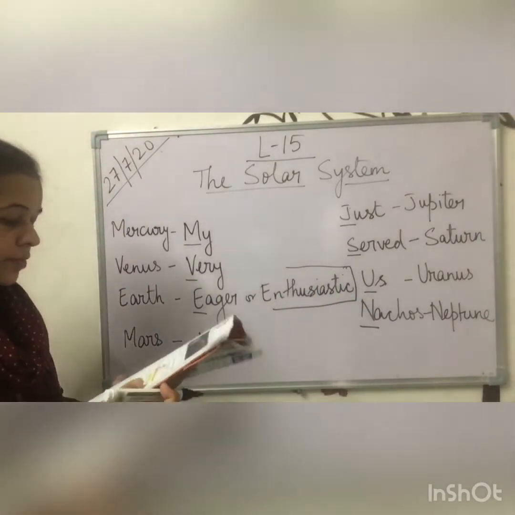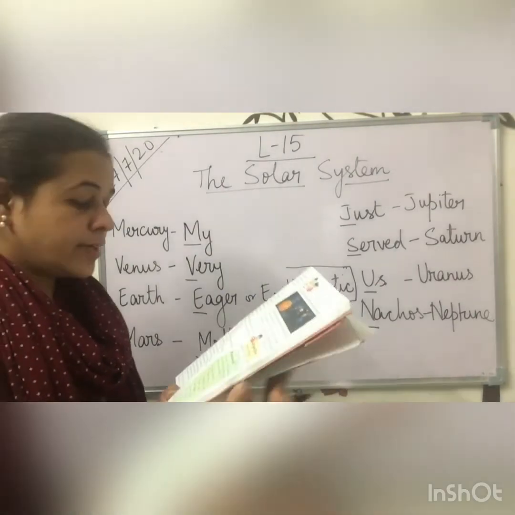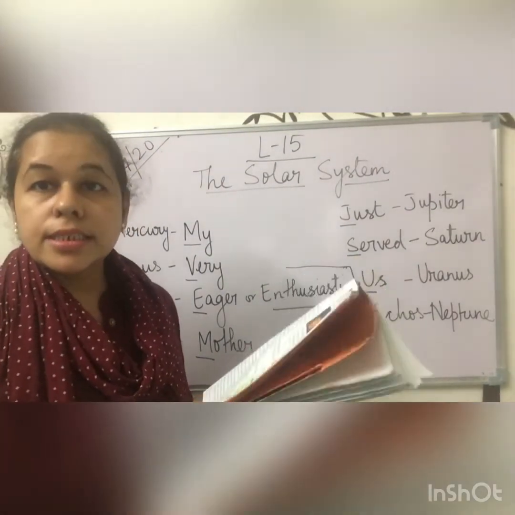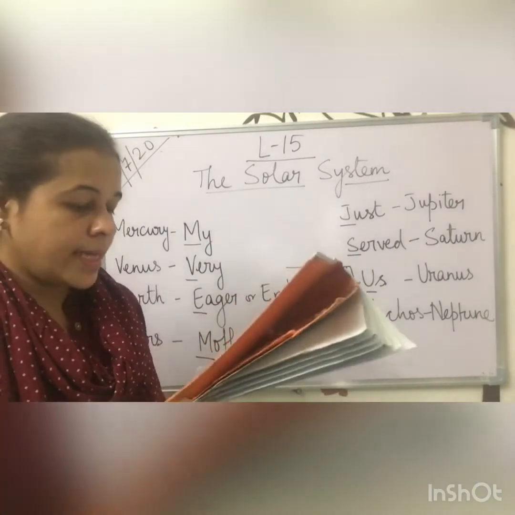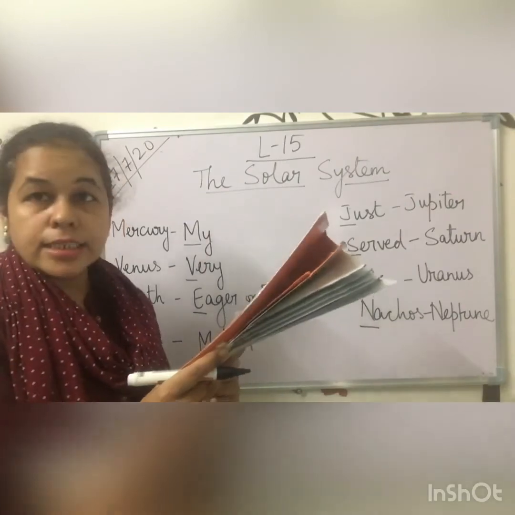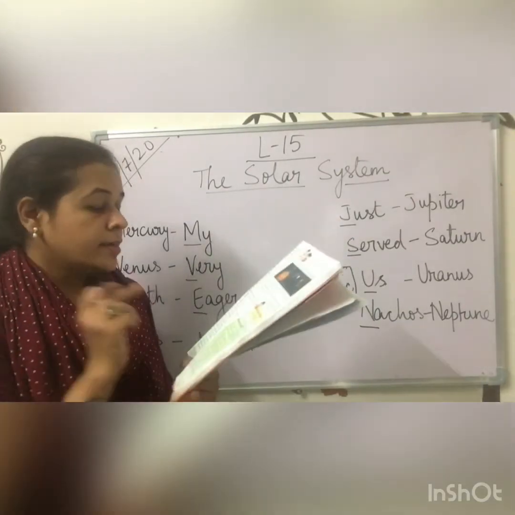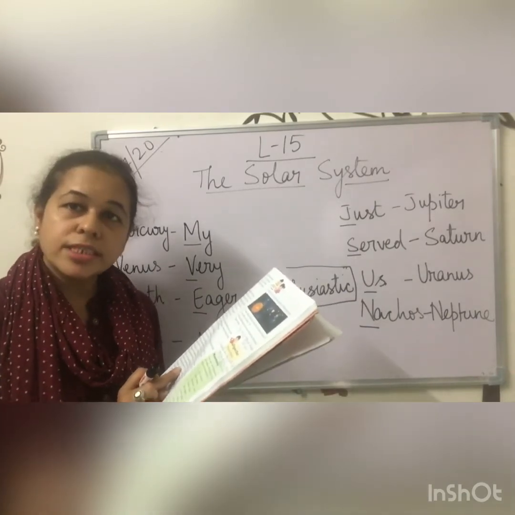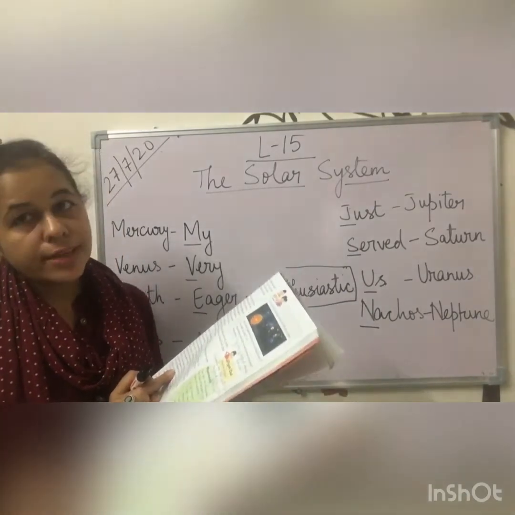Okay. Mars is the 4th planet from the sun and the 2nd smallest planet in the solar system. It is also known as the red planet as it is covered with red dust. So what is the reason for calling Mars a red planet? Because it is covered with red dust. That's why Mars is also called a red planet.